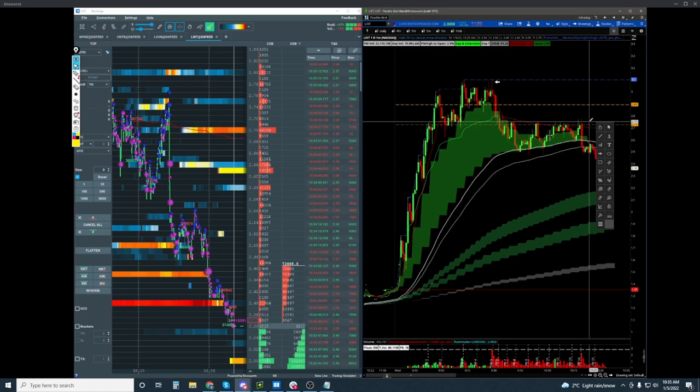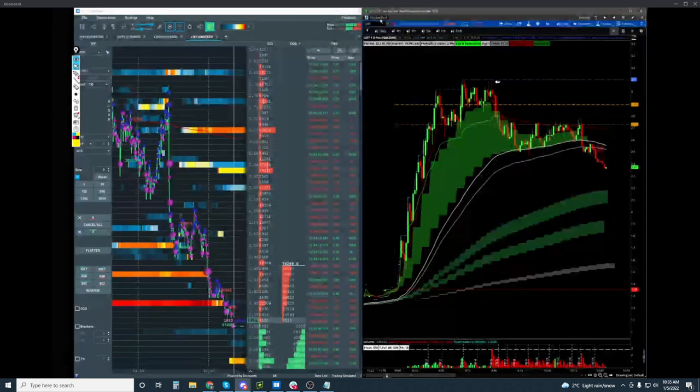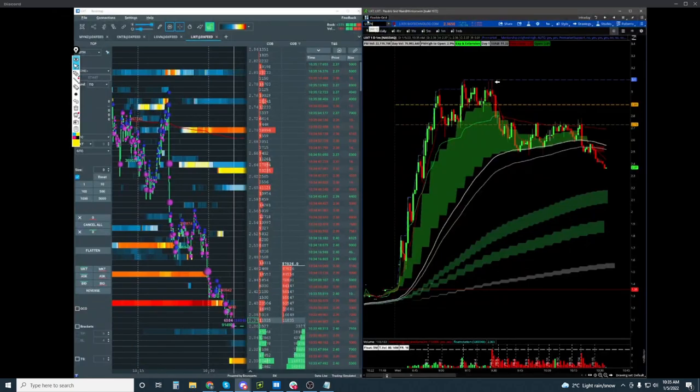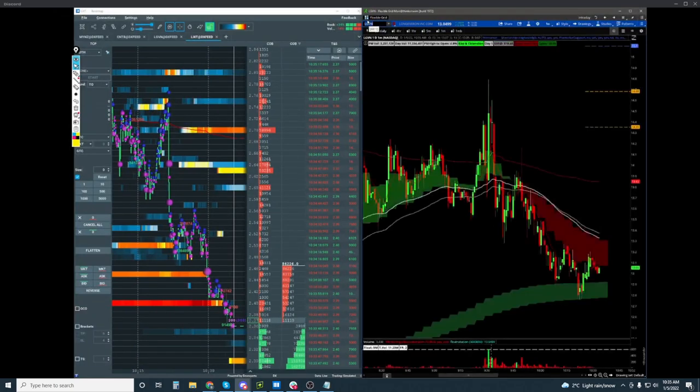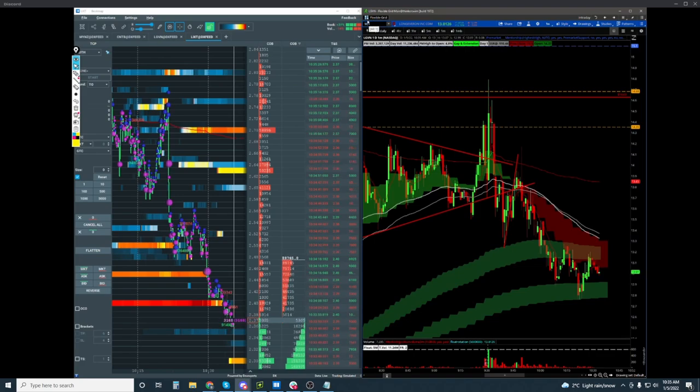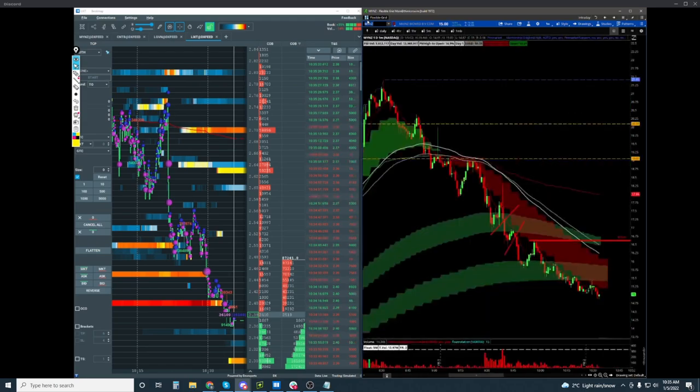So, three faders this morning. ILXT, LGVN, MINZ, MYNZ.